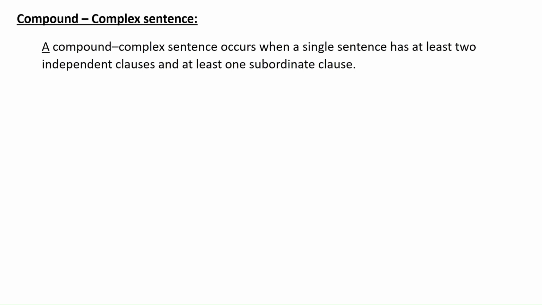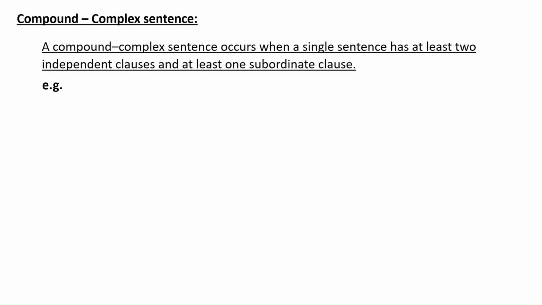Now we conclude with the fourth type of sentences classified according to their structure, the compound-complex sentences. This one occurs when a single sentence has at least two independent clauses and at least one dependent clause. Example one: "She completed her literature review, but she still needs to work on her methods section, even though she finished her methods course last semester." Here, the last clause is the dependent clause.